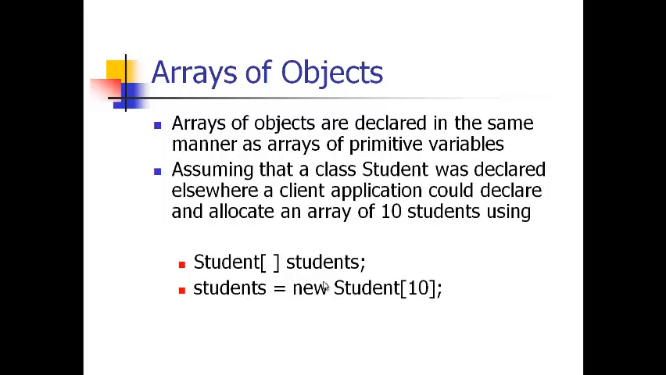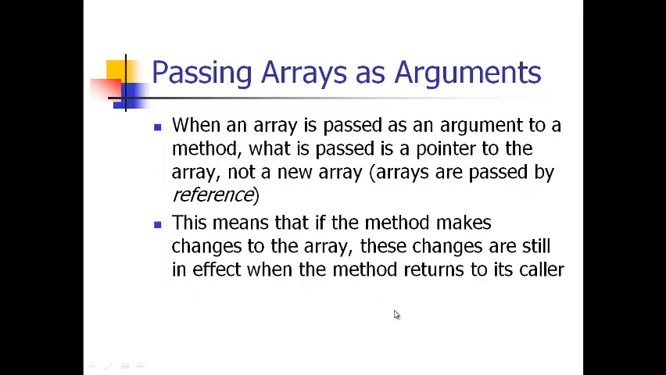Array of objects. Arrays of objects are declared in the same manner as arrays of primitive variables. Assuming that a class Student was declared elsewhere, a client application could declare and allocate an array of 10 students: Student students, then students equal to new Student of 10.